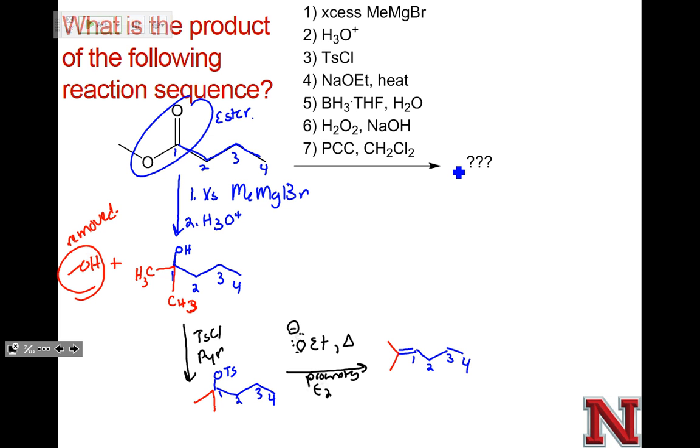Oops, I added a carbon too many. 1, 2, 3, 4. Always number your carbons so you don't add a carbon too many. So we formed the most substituted double bond because we used the small, strong base. Then we're using BH3·THF in water, followed by peroxide and sodium hydroxide. That's going to be our hydration, and we're going to get our anti-Markovnikov, so the least substituted, which is going to be on carbon 2.